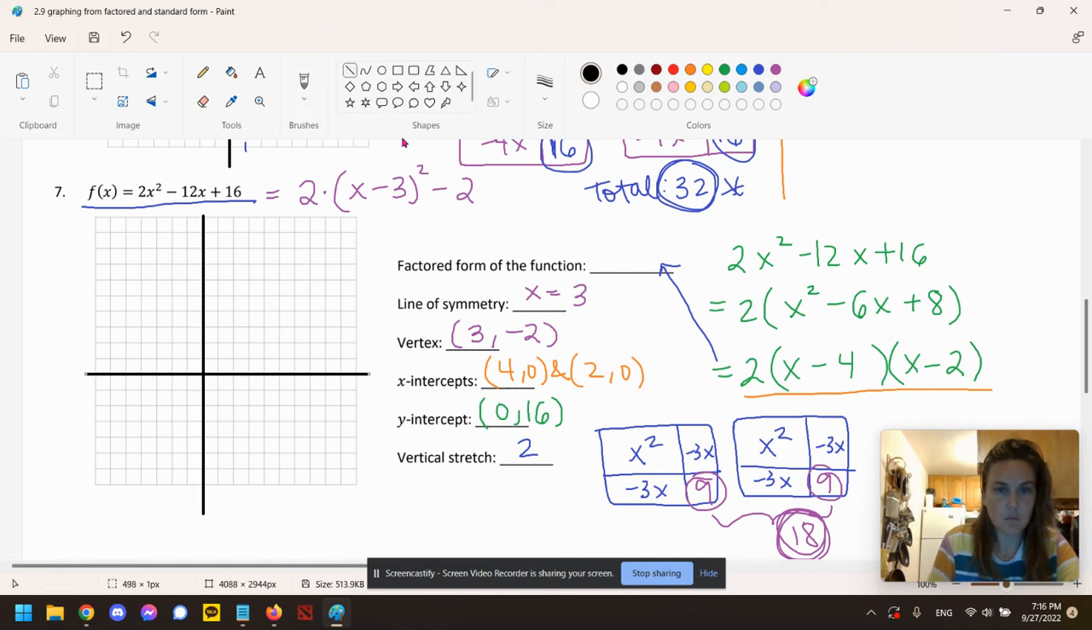Graph. We plot these points. So 0, 16, let's count by 2's. 0, 16 is 2, 4, 6, 8, 10, 2, 4, 6. My intercepts are 2 and 4, so if we're counting by 2's, they're right here. My vertex is 3, negative 2, right here. And we can connect these dots.